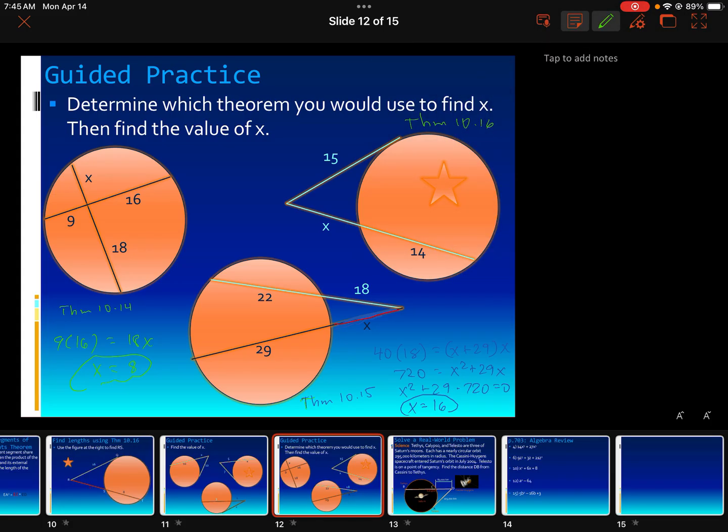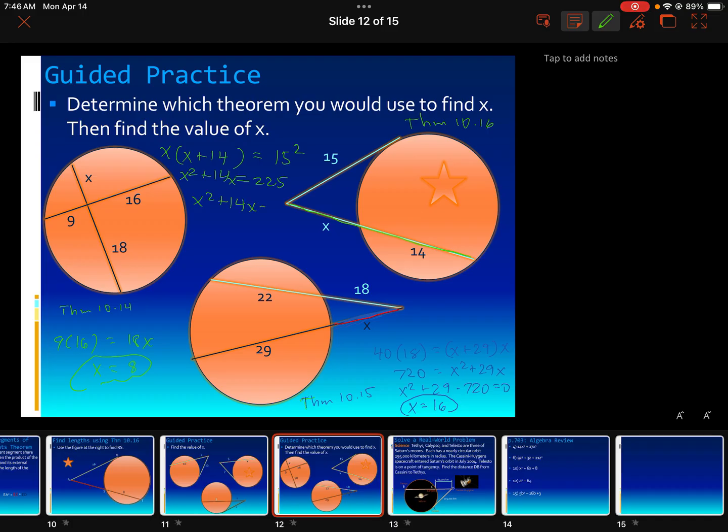Okay, let's try one more. I'm going to do x plus 14. That's my entire green segment. That's this entire thing times x. And that has to equal 15 squared. I know that's 225.